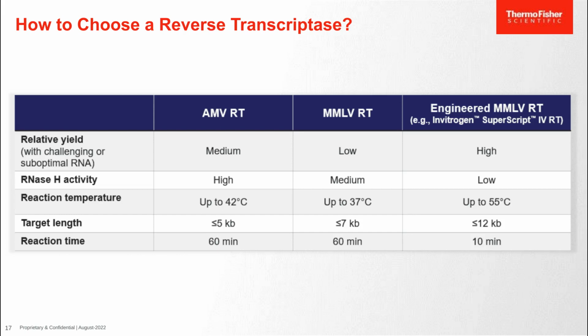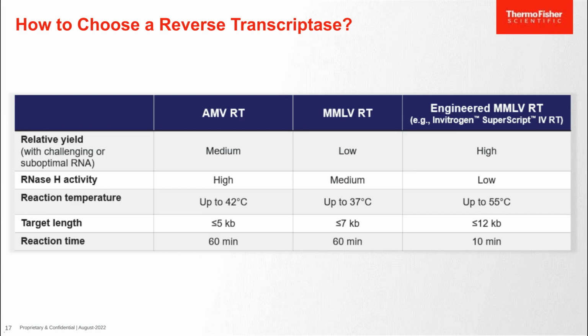AMV RTs were one of the first reverse transcriptases to be used in the lab. This RT is relatively thermostable, but has very high RNase H activity, which limits its cDNA synthesis capability to 5 kilobases or less. Next up is the MMLV enzyme. This has historically been a popular choice due to its reduced RNase H activity when compared to AMV RT, but with a target length synthesis ability of up to 7 kilobases.